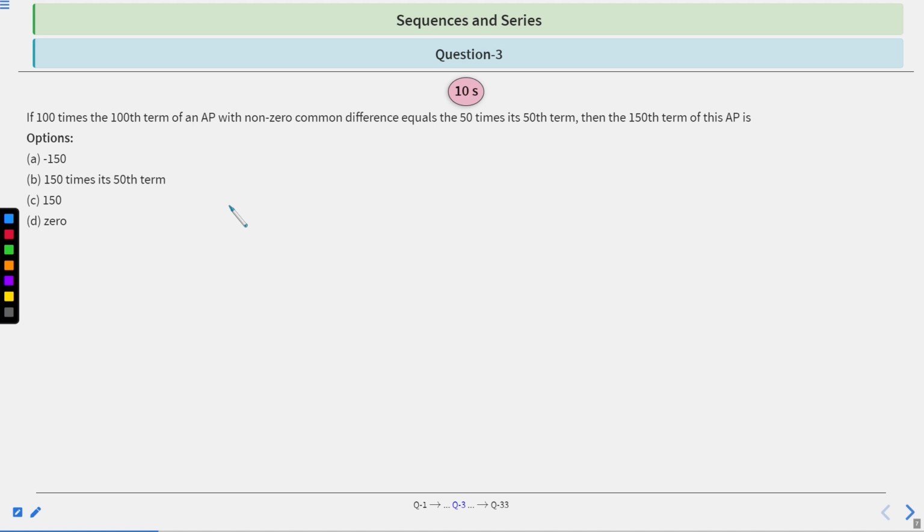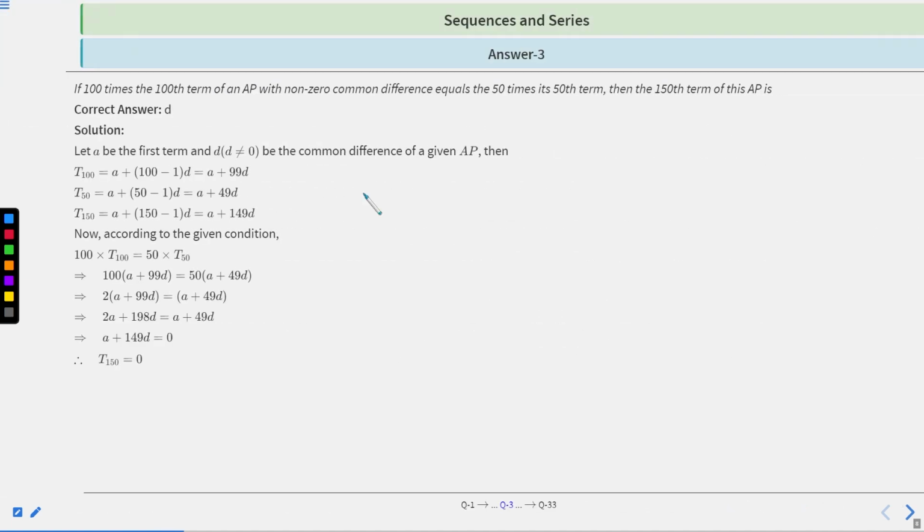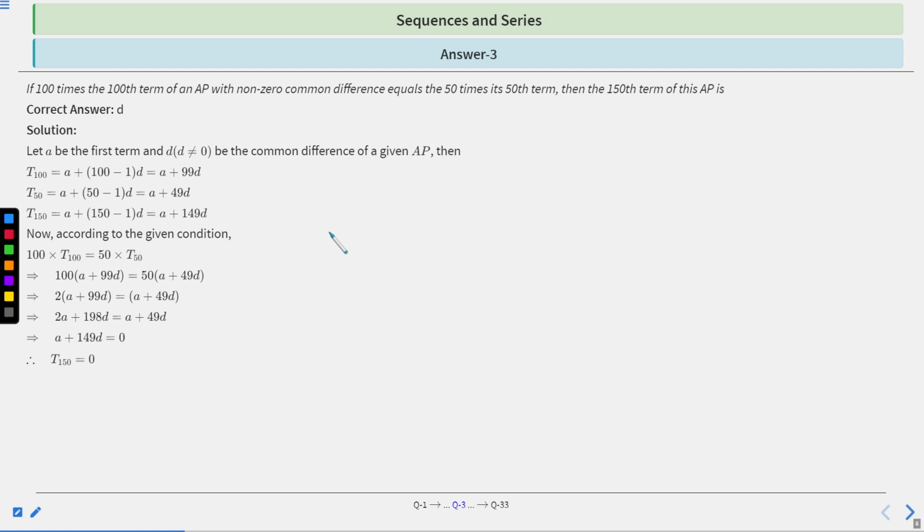If 100 times the 100th term of an AP with non-zero common difference is equal to 50 times its 50th term, then the 150th term of this AP is. Let A be the first term and D be the common difference of the given AP, then T100 is equal to A plus 100 minus 1 into D, which is A plus 99D. And T50 is A plus 50 minus 1 into D, which is equal to A plus 49D. And T150 is A plus 150 minus 1 into D, which is A plus 149D.